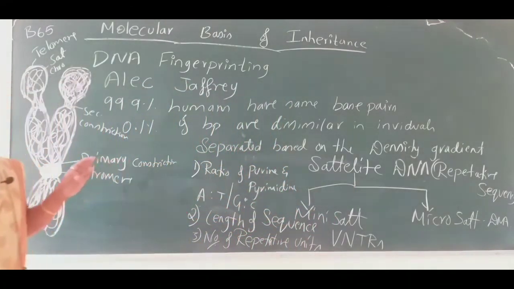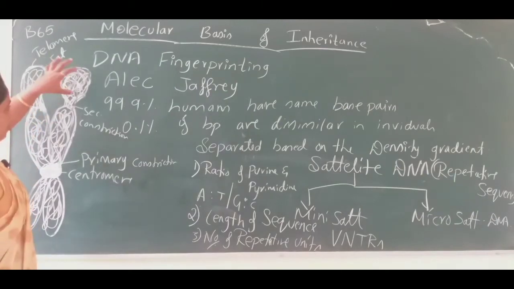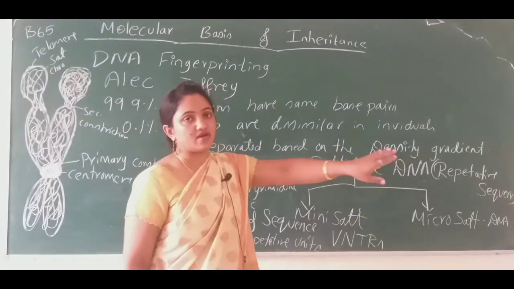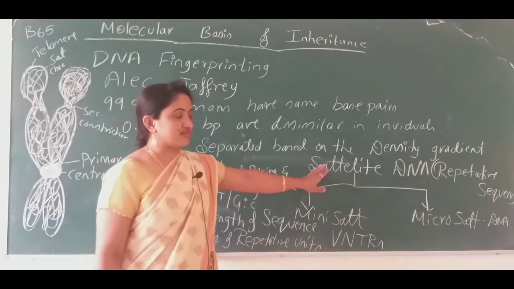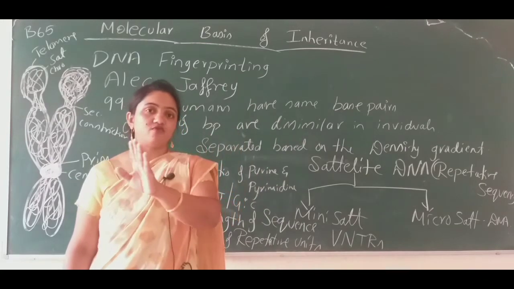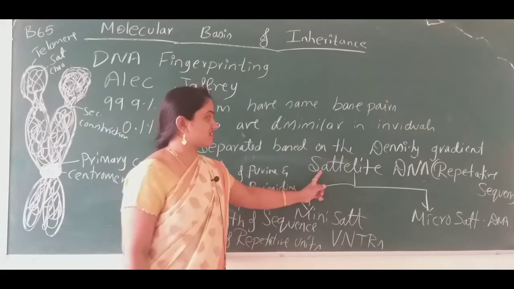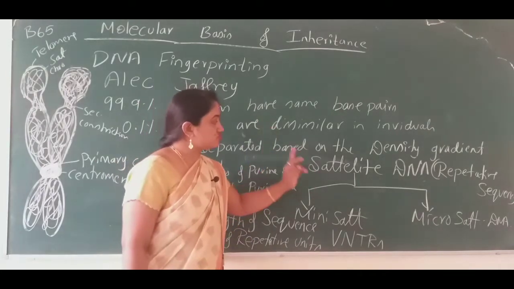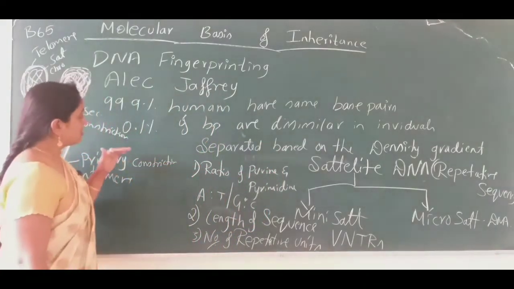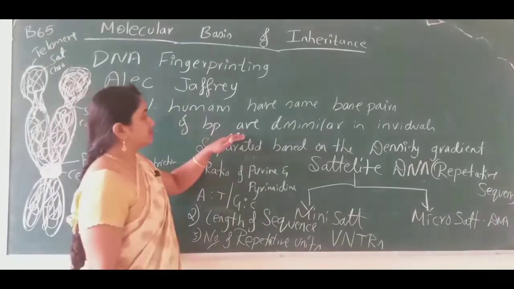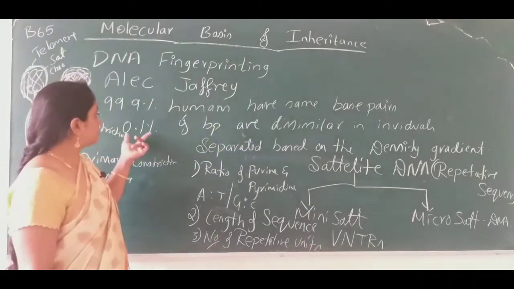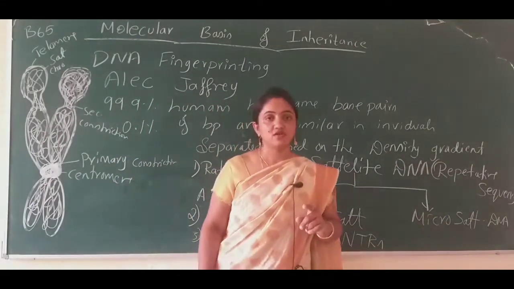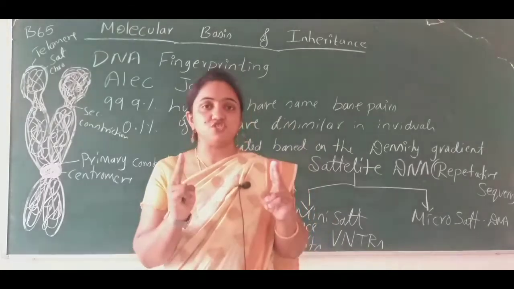What is satellite DNA? Satellite DNA is the part that is actually not coding for any mRNAs or further proteins. The satellite DNA is not going to code for proteins, that is one thing. Second, the satellite DNA will have a number of repetitive sequences. And next, this is the only unique DNA where we find 0.1% variation of base pairs in every individual. By observing this satellite DNA, with that 0.1% variation, we can make out the difference between two individuals.